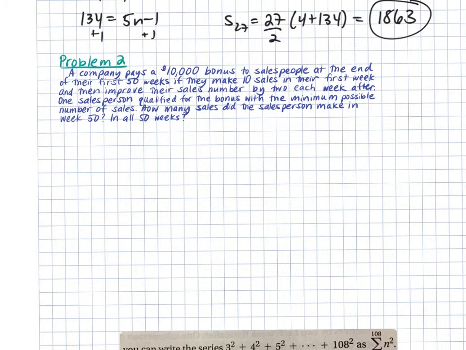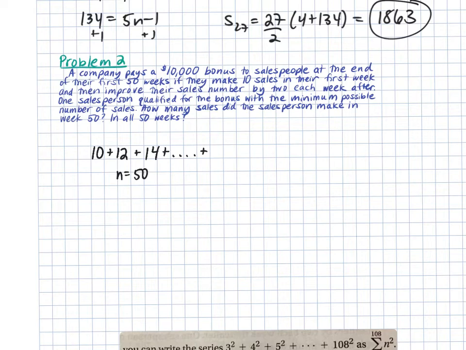So let's look at this here. They make a bonus at the end of their first 50 weeks if they make 10 sales in their first week. So the first week they make 10 sales and then improve their sales by 2 each week, right? That means the next week it's 12, next week it's 14, and this pattern continues for 50 weeks all the way until, right, so this is n equals 50.